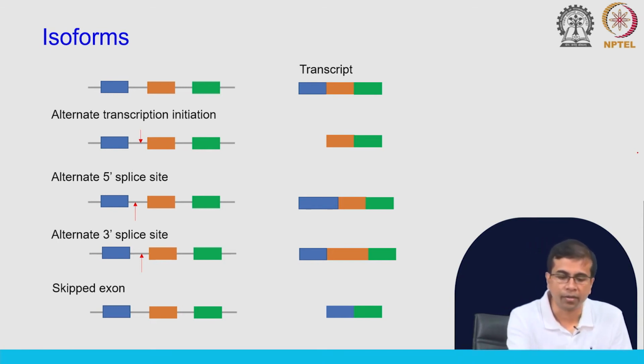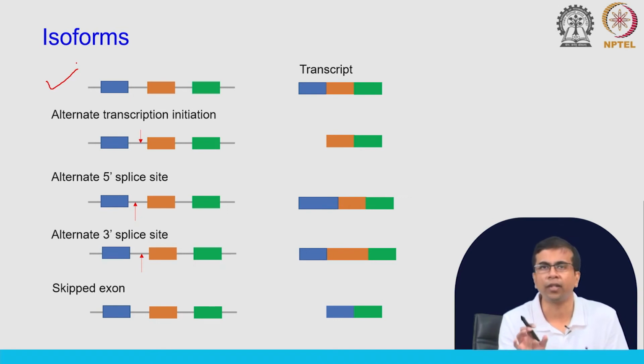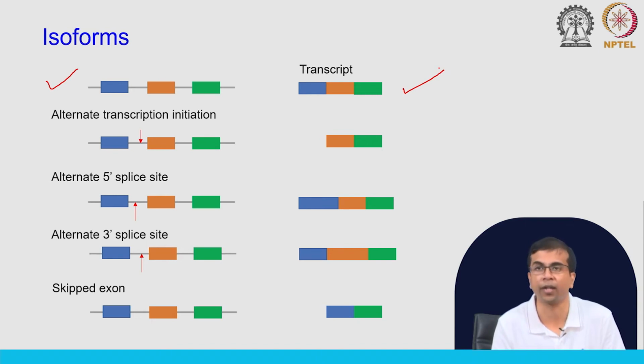The first scenario here is the normal scenario. You have these 3 exons in blue, orange and green, and they are combined together to give the transcript. So, this is the normal transcript that you get, with all the exons. Now, there are different types of processes that can generate isoforms. One type of process is alternate transcription initiation, where transcription initiation happens at different places.